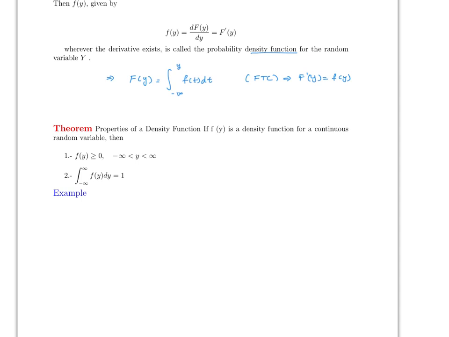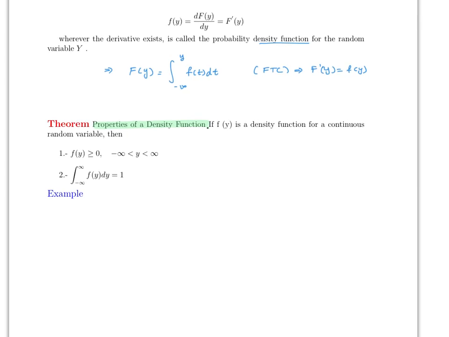Which brings us to the following theorem. These are the properties of a density function, which you should remember for the rest of your lives. So here it is. If f of y is a density function for a continuous random variable, then the following is the case. f of y has to always be non-negative over the whole interval, and the sum of, you can think of this as, all the probabilities has to equal 1.